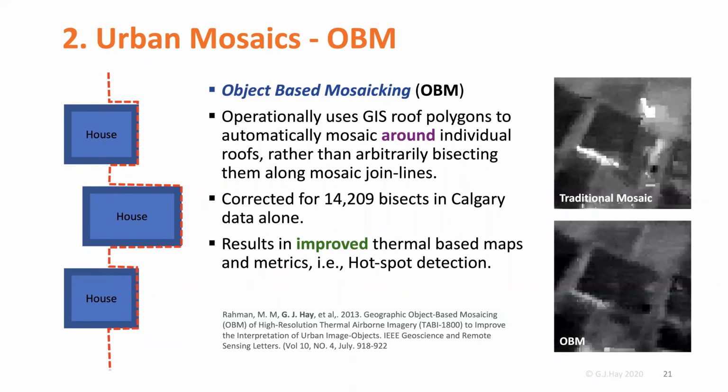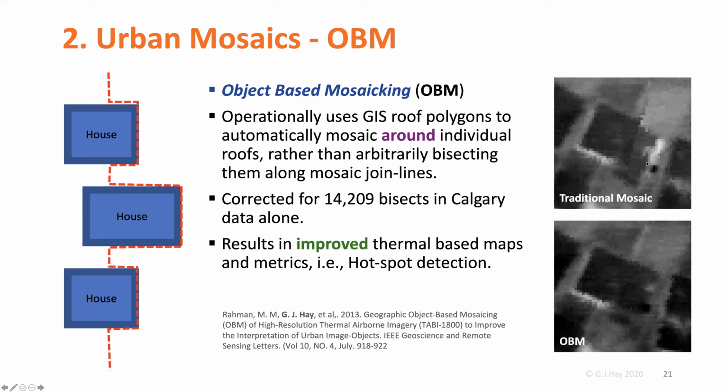This is the same house. Looking at the top with a traditional mosaic, you can see at this line here, there's a warp. That warp is where the two images have been put together. But if you look at the image below, it's taken from the same flight line, but we're mosaicing around the house rather than bisecting the house. And this is very important because if you look at the top image, on the top right side of that building, it's very bright up in here. It's very bright, but it's not very bright in here.